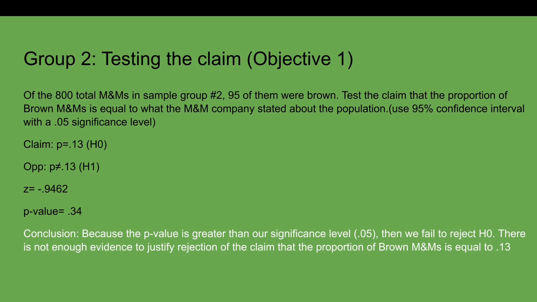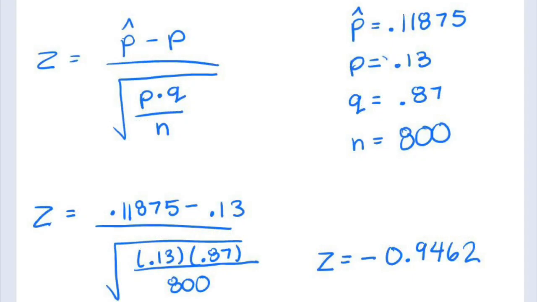So for group 2, we're asking the same question, but our n changes from 400 to 800, and 95 of them were brown. We have our claim and our opposition in the same place. Our z statistic came out to be negative 94.62, and our p-value 0.34. So our conclusion states that because the p-value is greater than our significance level, we fail to reject H0. There is not enough evidence to justify rejection of the claim that the proportion of brown M&Ms is equal to 0.13. And then once again, here's the work for how we calculated our z-stat.